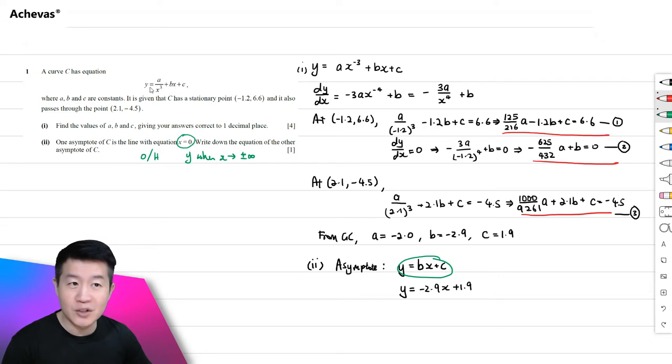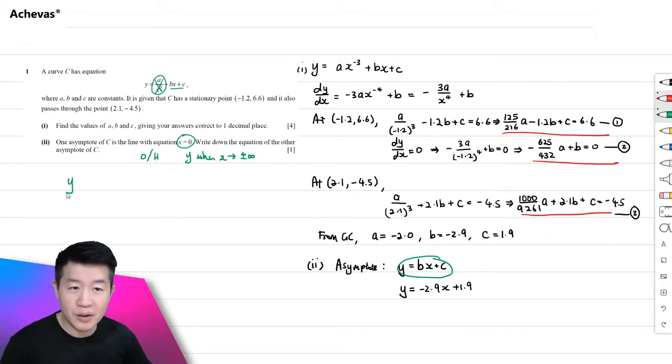So I'll ask myself, what is going to be the behavior of y when x tends to plus or minus infinity? So when x tends to plus or minus infinity, this expression will become 0. So y will tend to the behavior of bx plus c. That's why y equals bx plus c is the oblique asymptote.